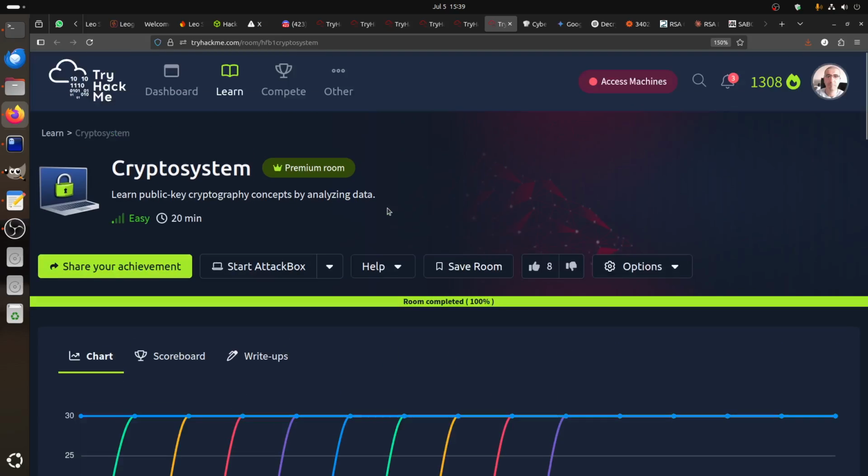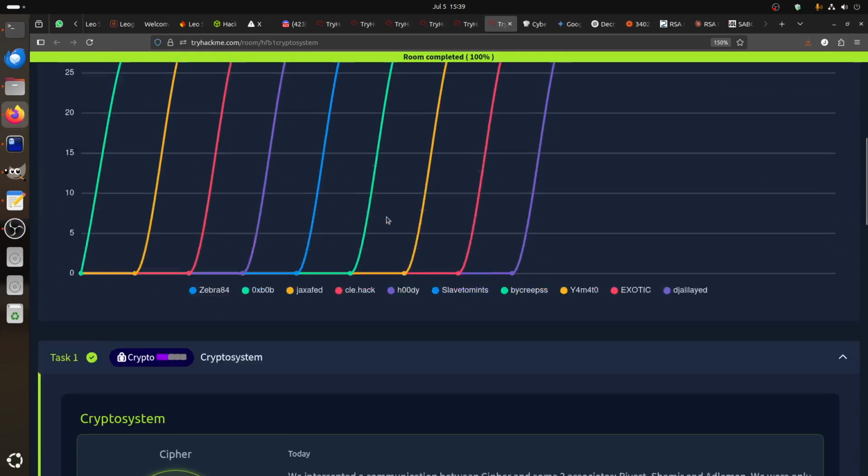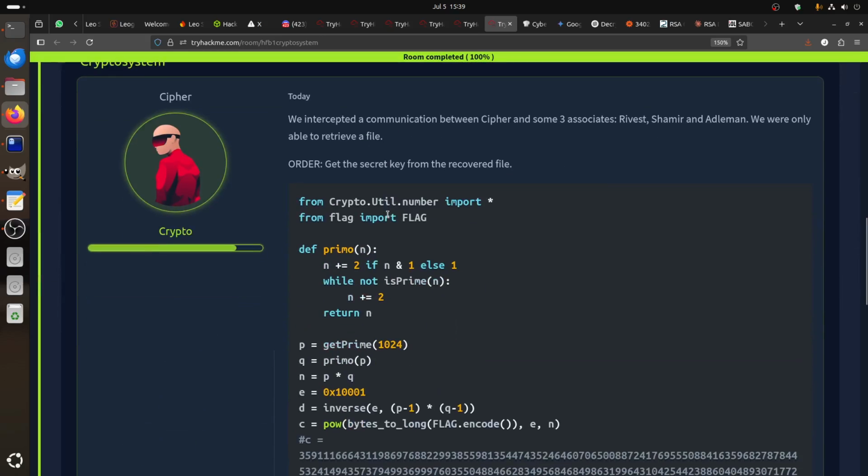This is from the previous Hacktify battle. If you did it, there are a couple of them. They released a couple of rooms yesterday. They said we intercepted the communication between Cypher and some three associates, Rivest, Shamir, and Adelman. We were only able to retrieve a file, and they get the secret key from a recovered file.